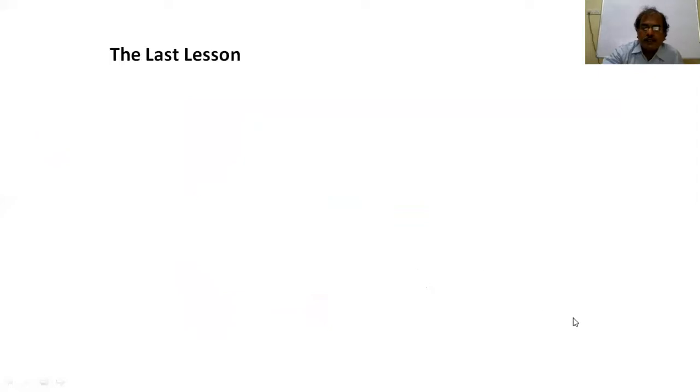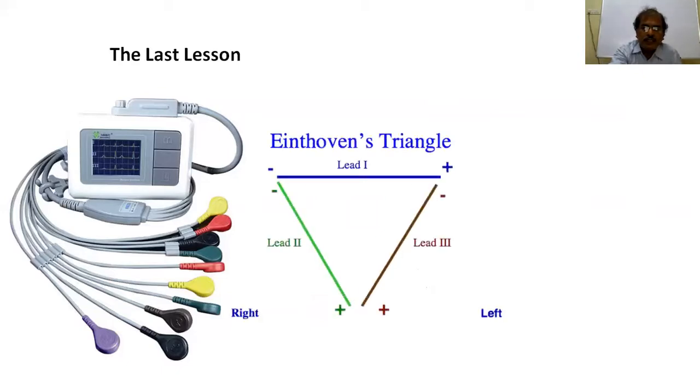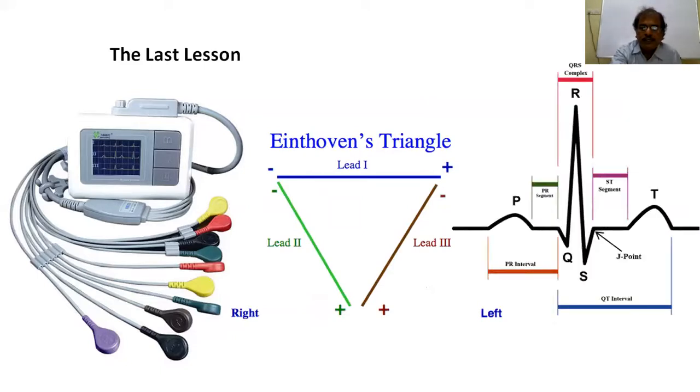The last lesson was regarding the ECG machine, how the leads connect to the different parts of our body, that is the right arm, left arm, and the other parts. The second part was Einthoven's triangle, that is lead 1, lead 2, and lead 3. Then we studied the different waveforms, segments and intervals. This is what we studied yesterday, right?